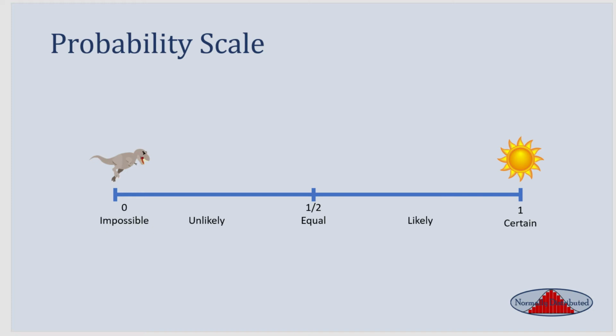Now, what are the rest of the areas here? They're just varying degrees of either certainty or uncertainty. To the left, between impossible and equal, we have the unlikely region. Now, these are events that have a chance of happening. They're not 100% impossible, but they are unlikely.